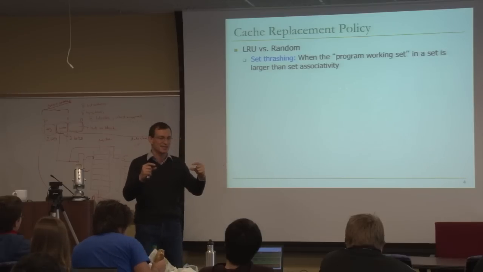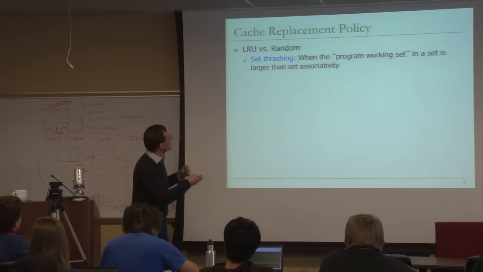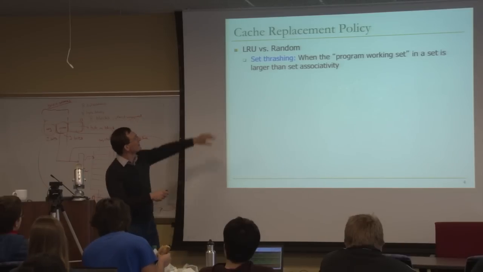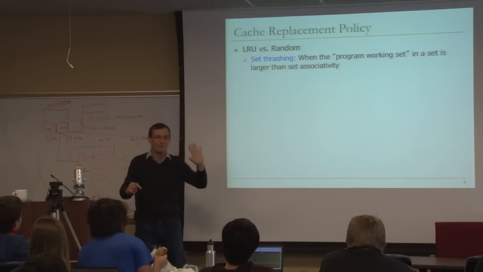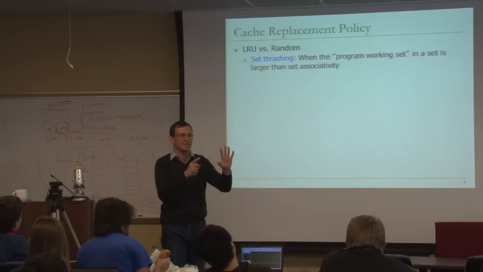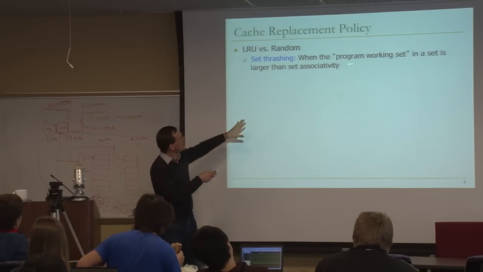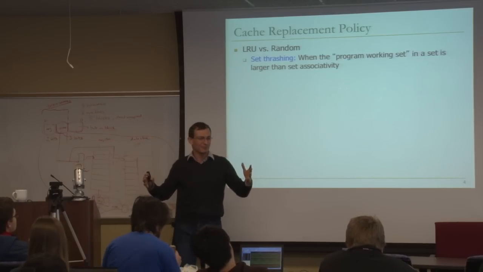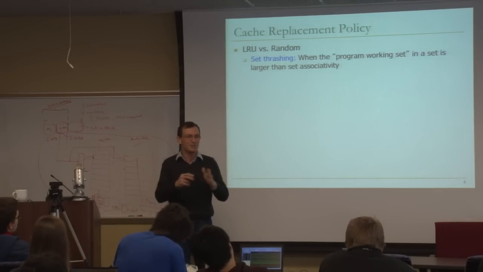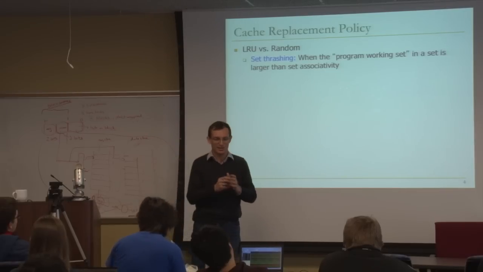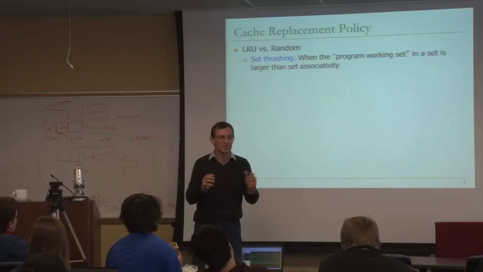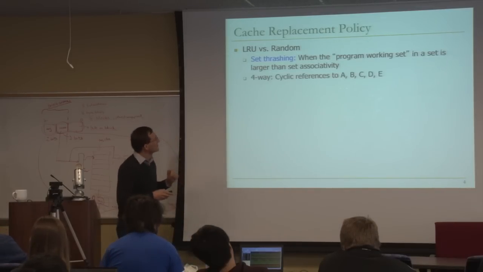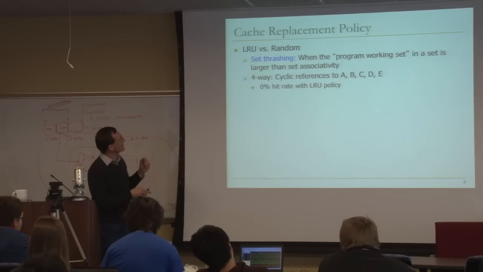You're really thrashing that set, meaning that the working set of this program for this particular set is larger than the associativity. You have five things to store in that set, and you keep accessing it. What is working set? Working set is the amount of data, if you will, that you're accessing in a certain amount of time. In this case, A, B, C, D, E are accessed in sequence within some time, and your set cannot accommodate all of A, B, C, D, E. You're thrashing that set.